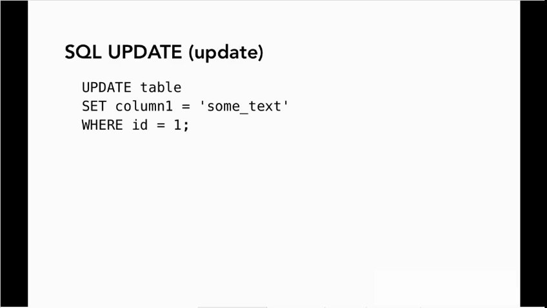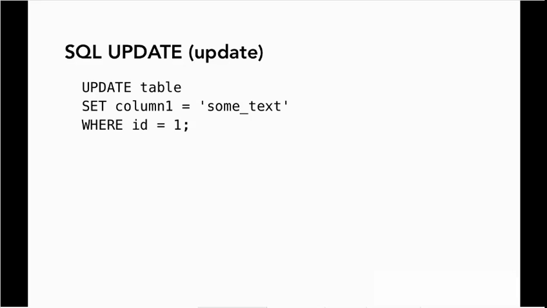Okay, so let's look at an update. So this means that there's already data in the database. We have a row for a record. Let's say it's a customer, and we want to update their address. Well, we do that using the update statement. Update table, set column 1 equal to some text. That's it. Set that column, whatever it is, equal to some text.